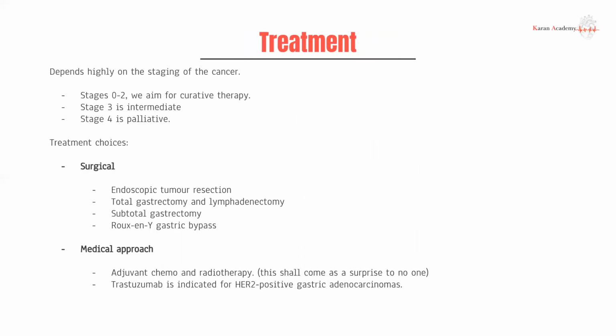In terms of treatment for gastric cancers, again, depends on the stage. Anything 2 and below, we aim for curative therapy, which is mostly surgical. Stage 3, intermediate, stage 4, palliative. In terms of our surgical approach, really depends on how aggressive and how widespread the tumor is. If it's just a stage 0 in situ or stage 1, we can do an endoscopic resection. Anything 1B and beyond, 1B to kind of 3, we opt for a total gastrectomy and lymphadenectomy.